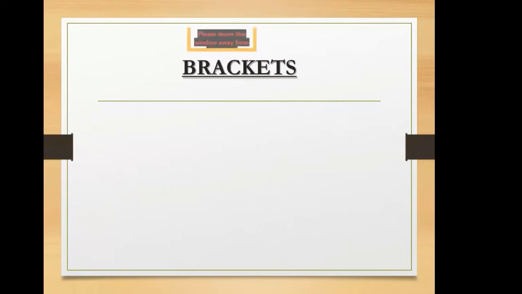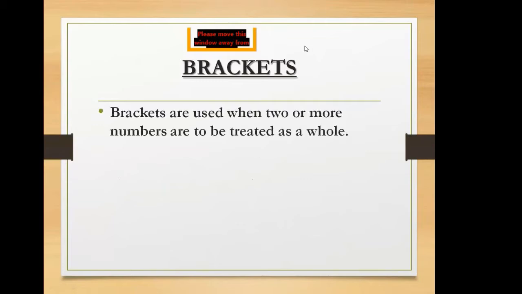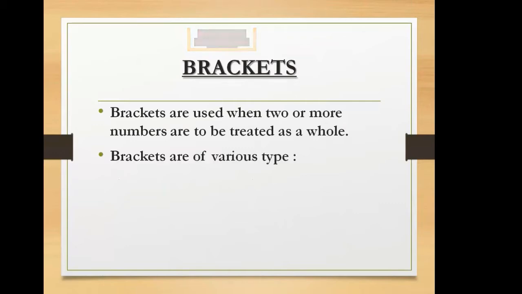So our very first objective is brackets. What are brackets? Brackets are used when two or more numbers are treated as a whole. It means that when two numbers are treated as a whole, this is called brackets.